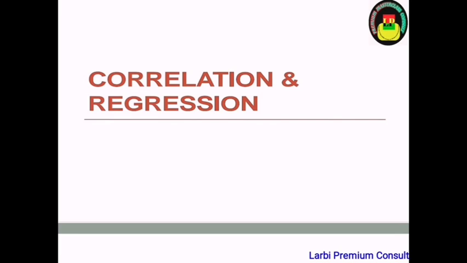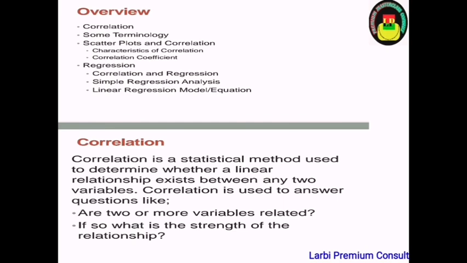So guys, let's continue to look at correlation and regression. Somebody may ask, what is correlation? We are going to look at an overview of correlation and regression: the meaning of correlation, some terminologies, scatter plots, characteristics, the correlation coefficient, then regression, how correlation and regression are related, then simple regression analysis and the linear regression model or equation. That is what we are going to look out for, as well as the general overview under correlation.